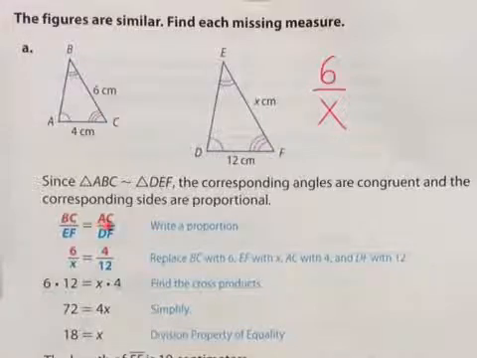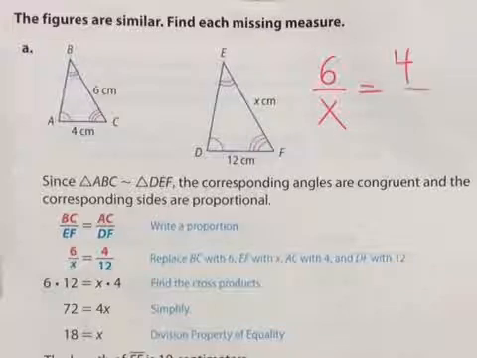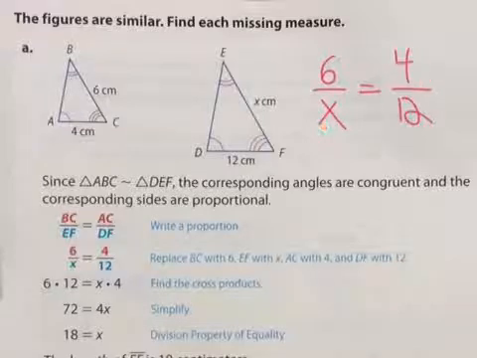And then we say that AC is 4, and on the bottom it's 12. Okay, this is where we can use cross product. That's what we've done in the past, where you multiply these two and multiply these two and isolate the x.